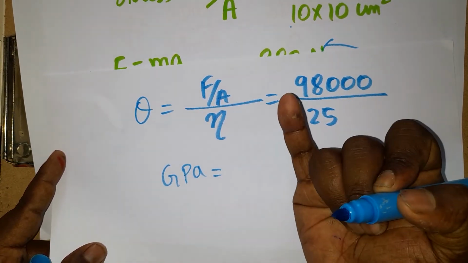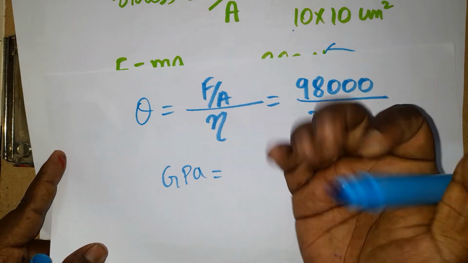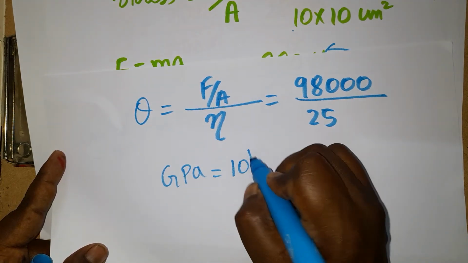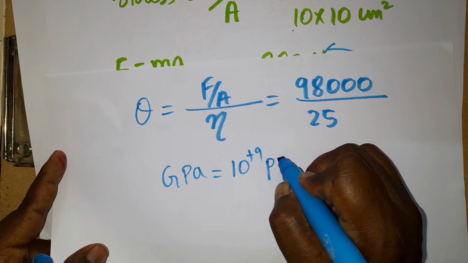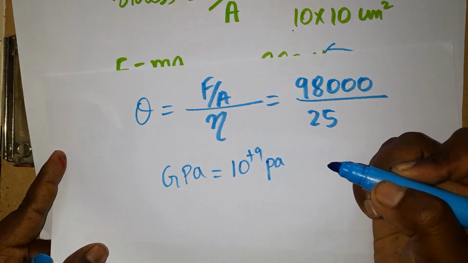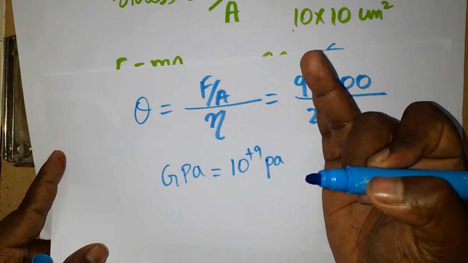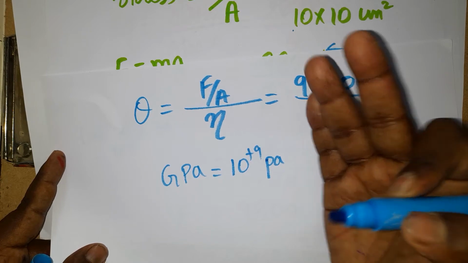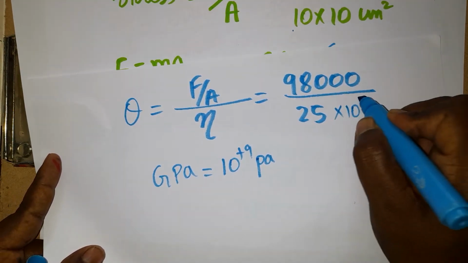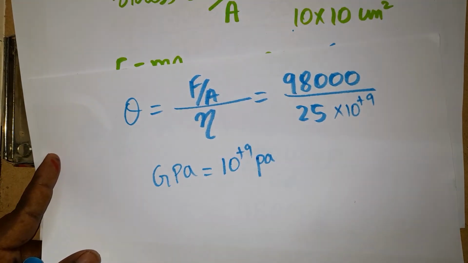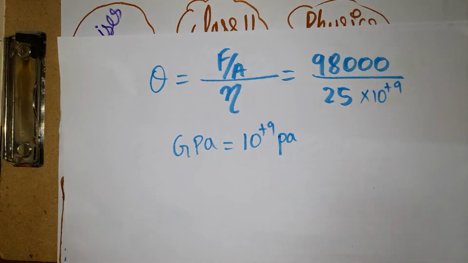First is kilo, mega, giga. Giga means 10 power plus 9 pascals. Mega is 10 power plus 6, kilo is 10 power plus 3, giga is 10 power plus 9. So it is 10 power plus 9 pascals. So far we have got theta.